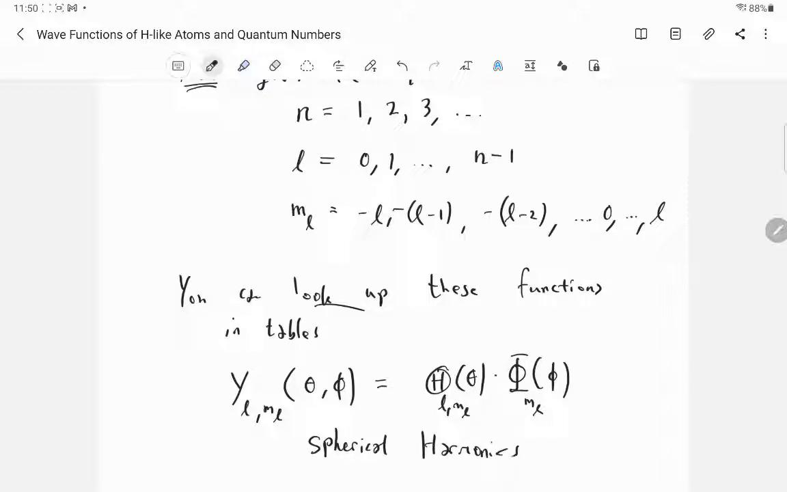These are referred to as spherical harmonics. They're really cool functions. They are, in a sense, referred to as special functions, and they solve the angular part of the Schrodinger equation. So if you're curious, you can go look up these spherical harmonics.